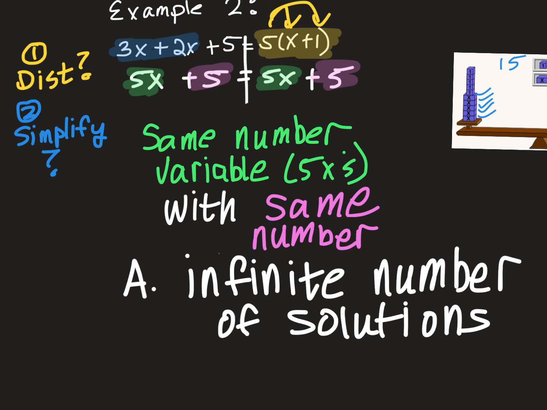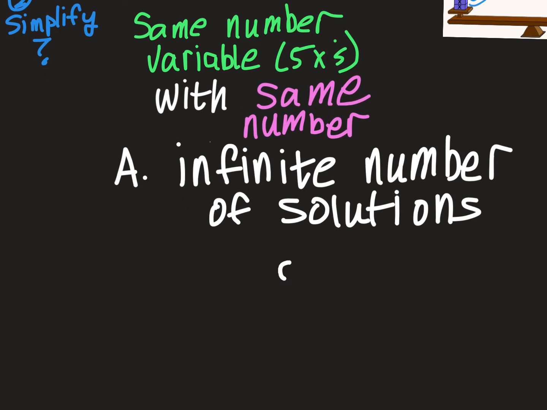What if X is 2? What if X is 7? Doesn't matter. It's going to balance out no matter what. 5x plus 5 is 5x plus 5 no matter what. So option A, some teachers will say it's an infinite number of solutions.